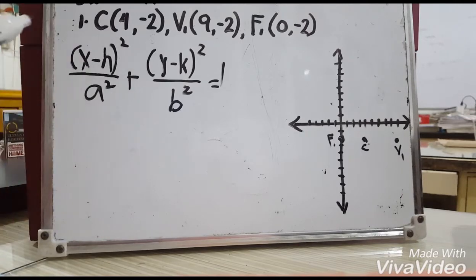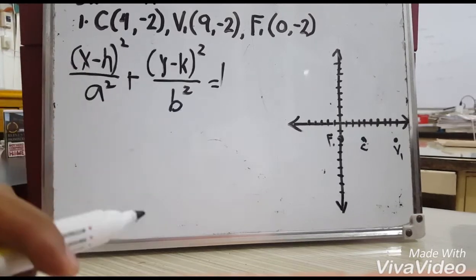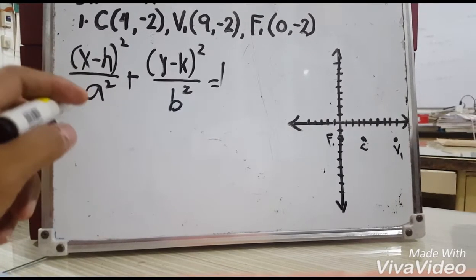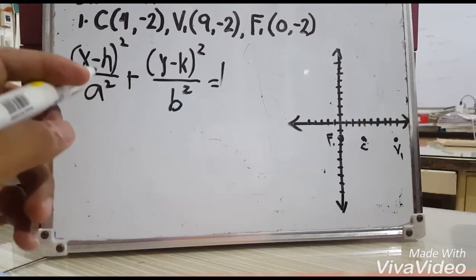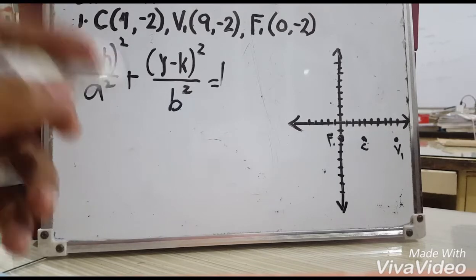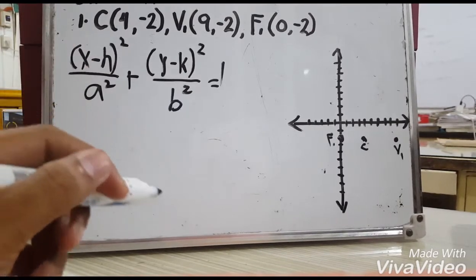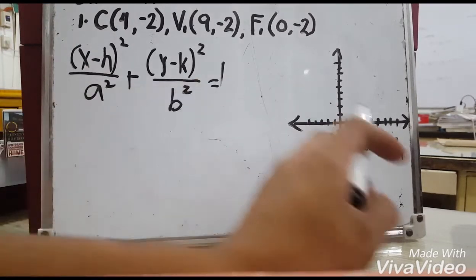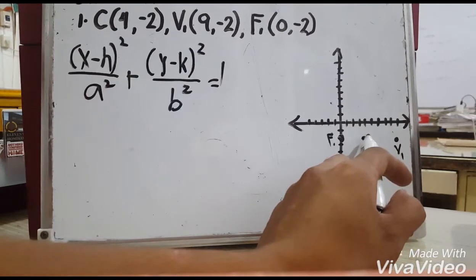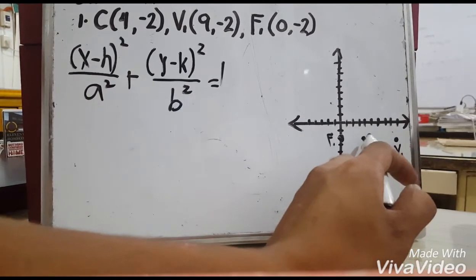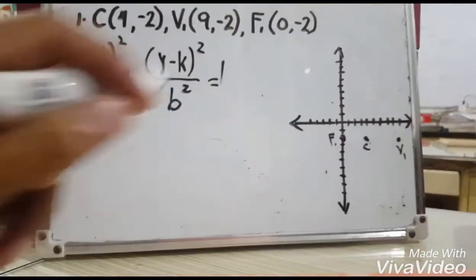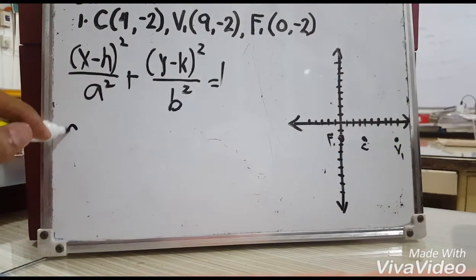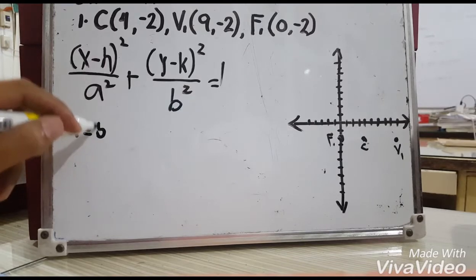Now take note from what I have said a while ago. A here is the distance from the center to the vertex. So what we just have to do is count from center to vertex. We have here (4, negative 2) and here (9, negative 2). So we have 1, 2, 3, 4, and 5. Therefore, a is equal to 5.